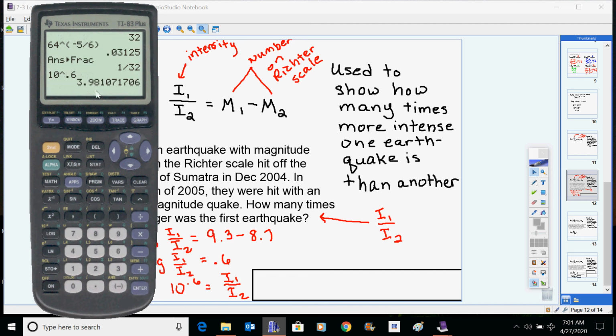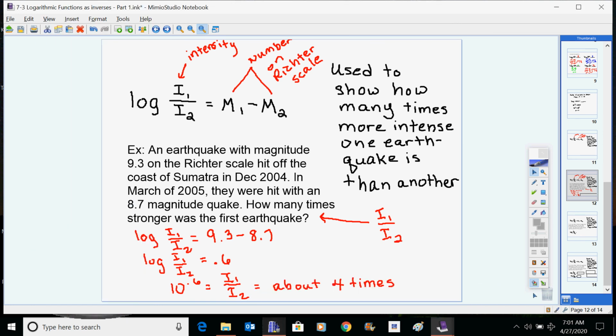It gives us about 4. So in this case, there was about 4 times more shaking, 4 times more potential for damage for that first earthquake than the second earthquake. Even though it doesn't sound like it, it's only a 0.6 difference, but it really was 4 times stronger, okay, as far as shaking.